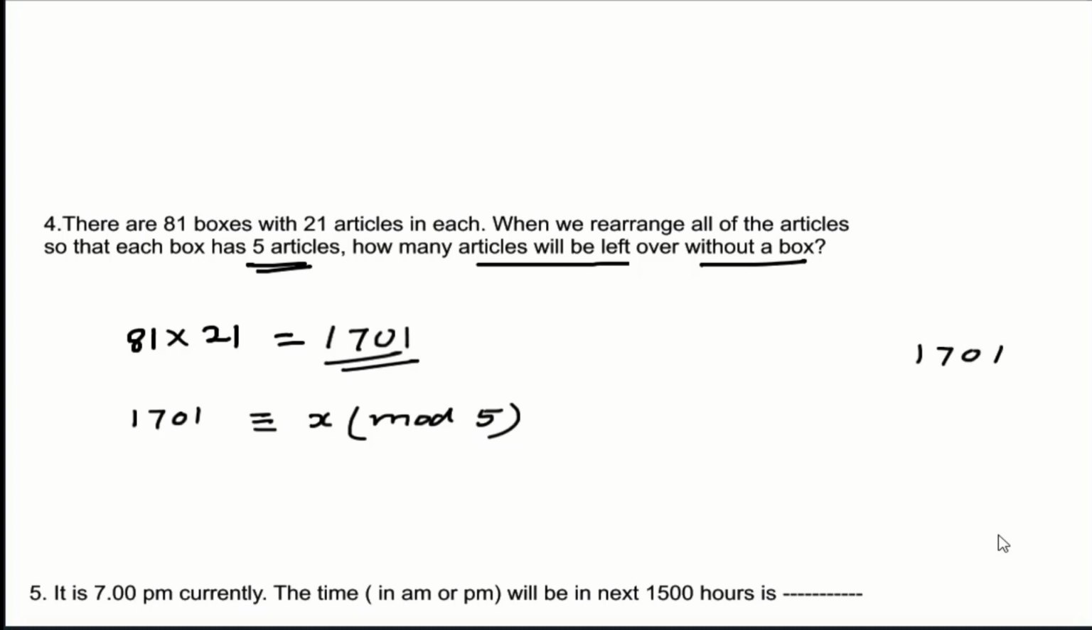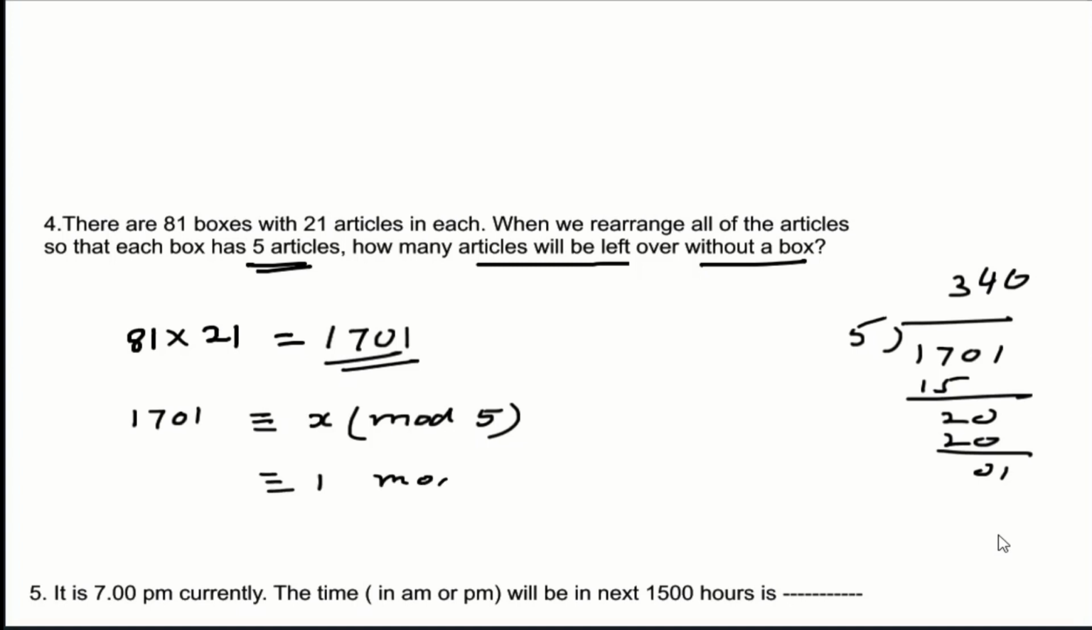So 1701 divide by 5 and write the answer. 3 fives are 15. Again 20, 4 fives are 20. 0, 1, it doesn't go. So this is congruent to 1 mod 5. So only one item will be left over without the box.